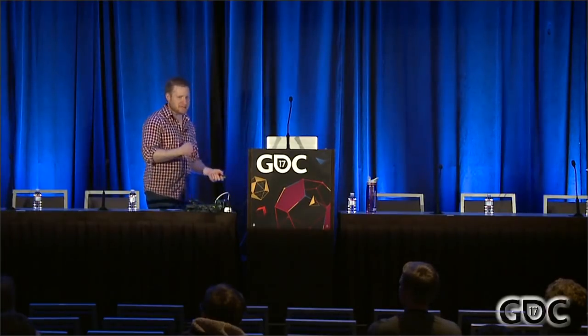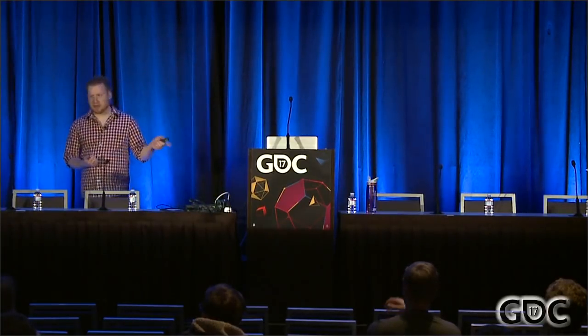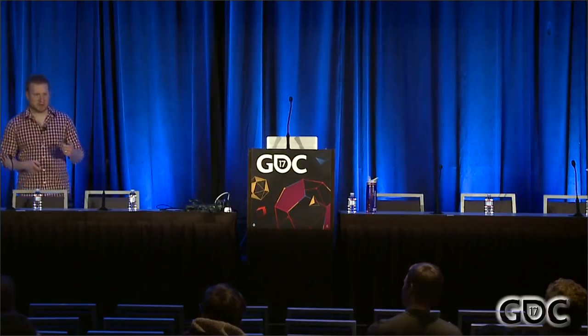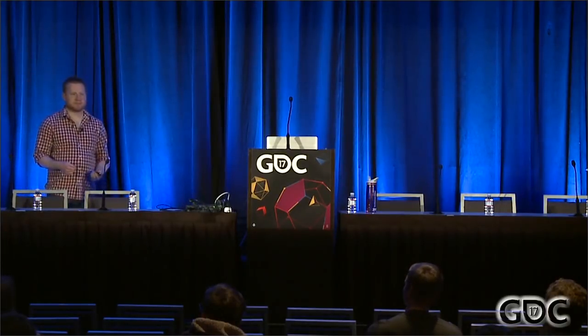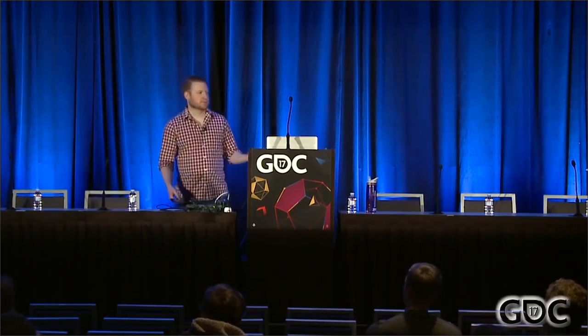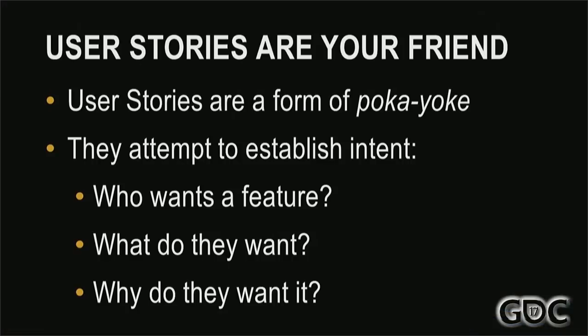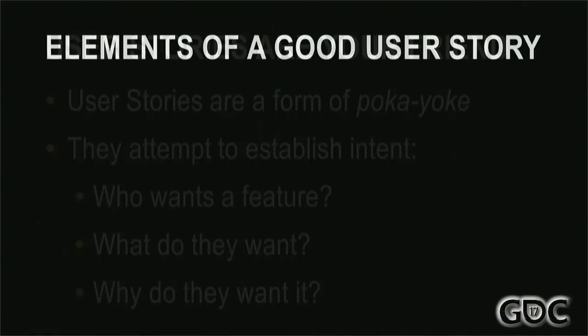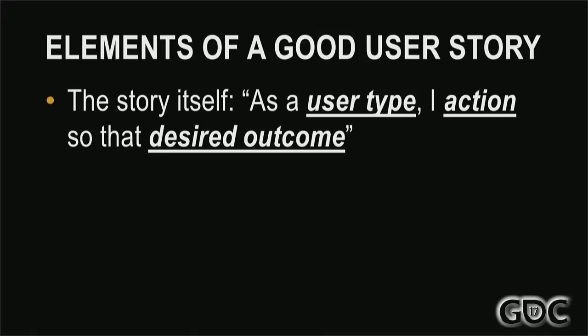And the best way I've seen in my professional experience is with the humble user story from Scrum. User stories are a form of Poka yoke. They are an attempt to establish intent. Who wants something? What do they want? And why do they want it? Now, again, in my professional experience, a good user story has three key elements. First of all, the story itself. As some sort of user, I perform some sort of activity to achieve some sort of desired outcome.